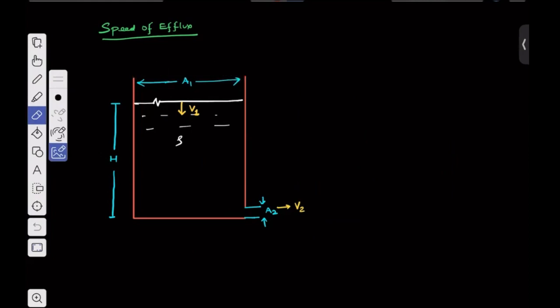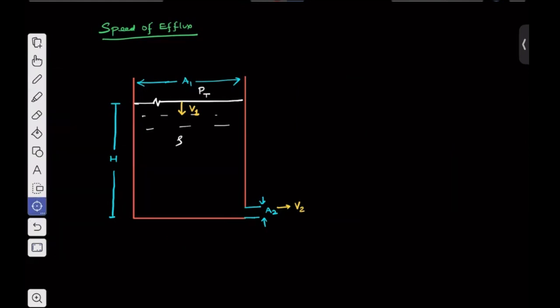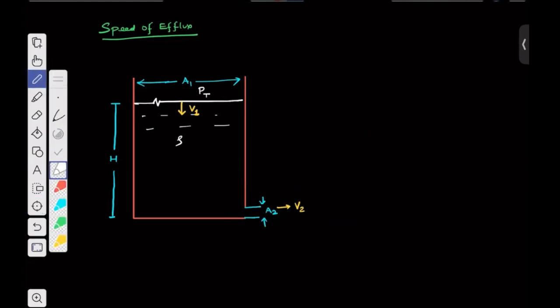So in general, suppose the pressure just above the free surface of the water I'll call PT, the pressure at the top. And the place where this water is coming out of the opening, just outside the opening I'm considering, is exposed to the atmosphere. So I'll consider one cross section here, and at this cross section it is open to the atmosphere. So here the pressure is going to be P naught.